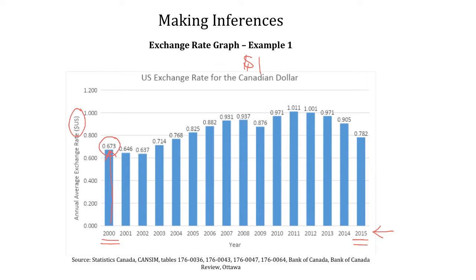You can see up here where it's at like 1.01. We say that's almost at par. When the Canadian dollar is equal in value to the US dollar, we say that that is at par.